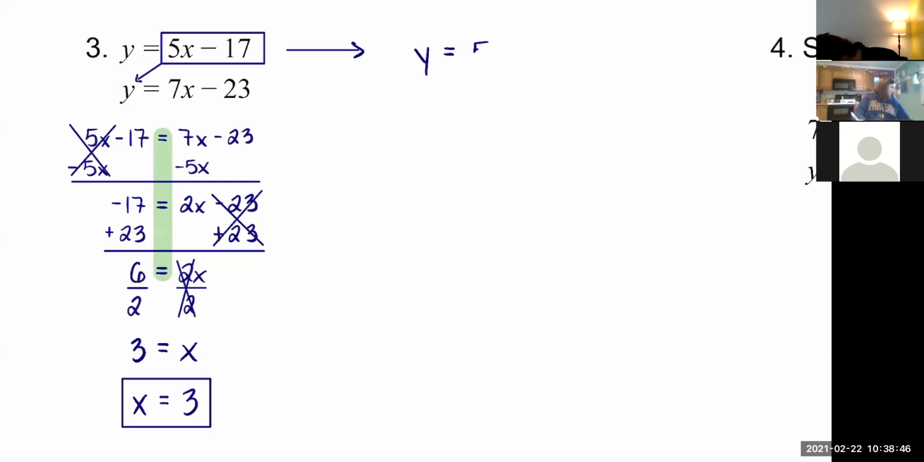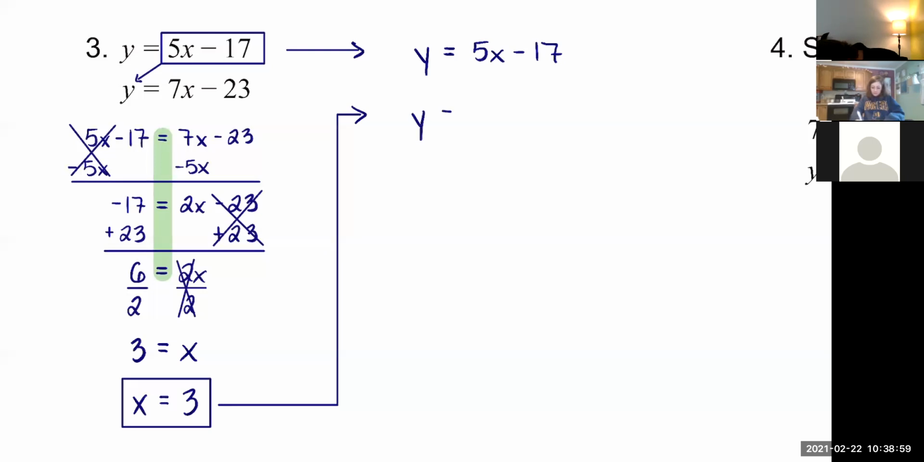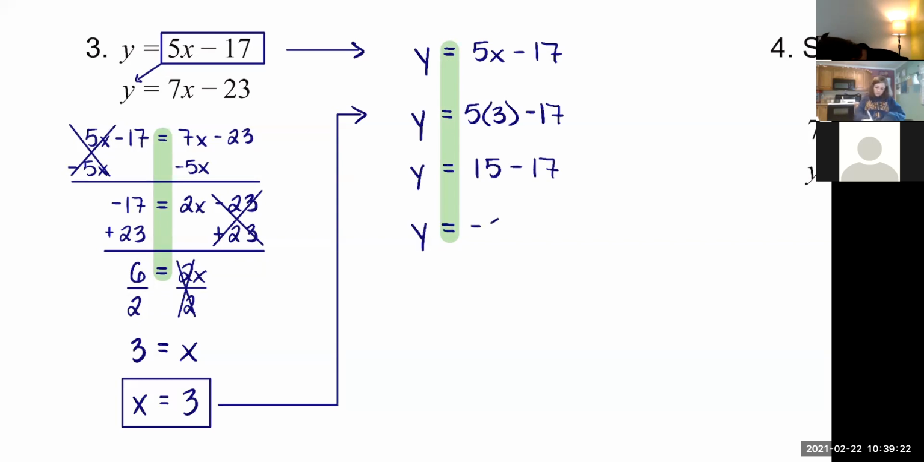So the y equals 5x minus 17. I now know that x is a positive 3. So I can rewrite this as y equals 5 times 3 minus 17. I think I made it too long. I get y equals 15 minus 17, and 15 minus 17 gives me a negative 2. I did. So I solved for the bottom one, and I still got the same answer.